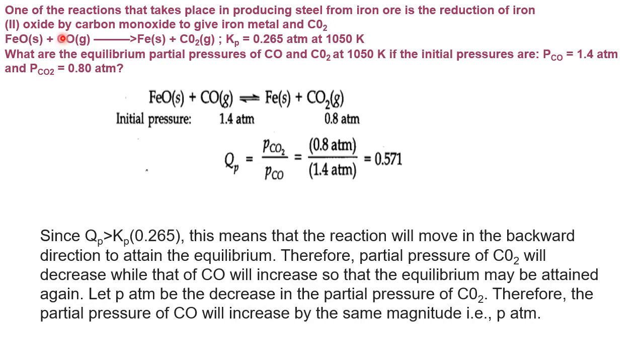Now, next problem. One of the reactions that take place in producing steel from iron ore is the reduction of iron(II) oxide by carbon monoxide to give iron metal and carbon dioxide. And this is the chemical equation. Kp is given. The question is, what are the equilibrium partial pressures of carbon monoxide and carbon dioxide at 1050 Kelvin, if the initial pressures are 1.4 atmosphere for carbon monoxide and 0.80 atmosphere for carbon dioxide? Okay, so this is the equilibrium equation.